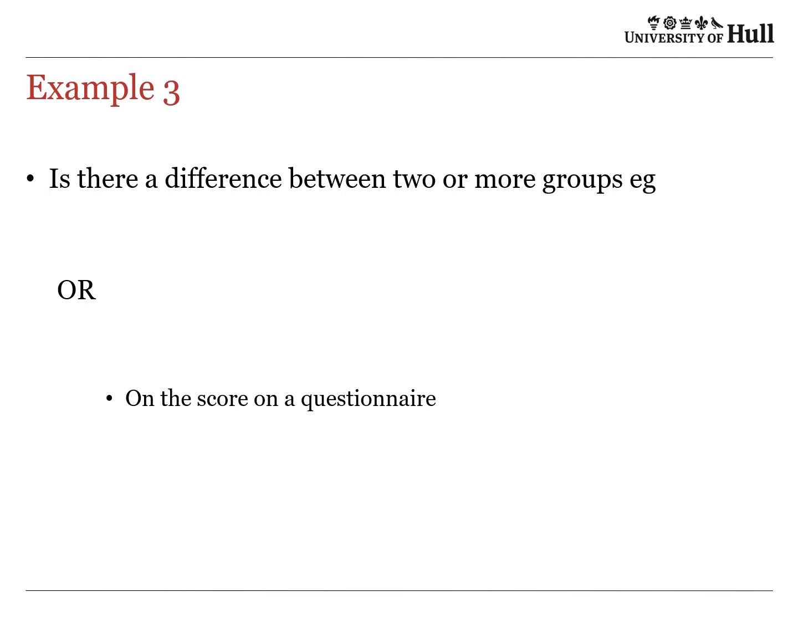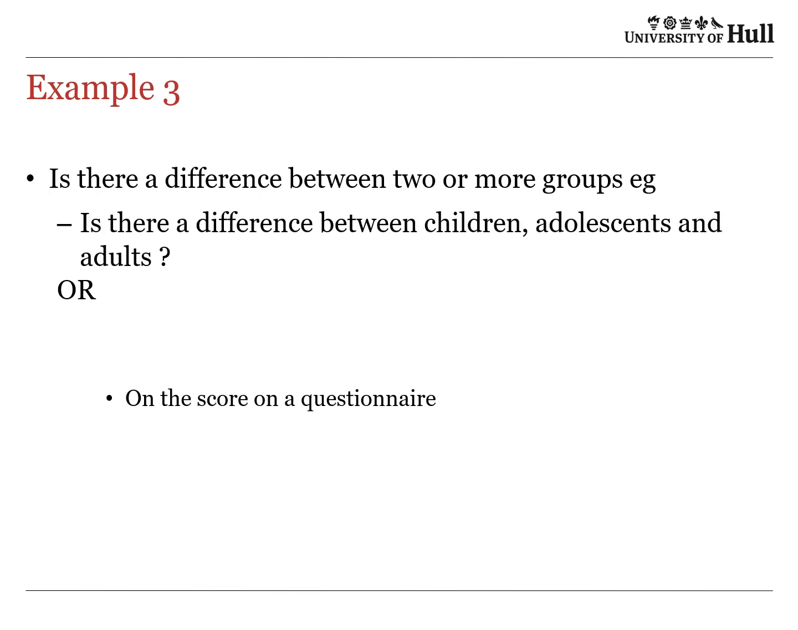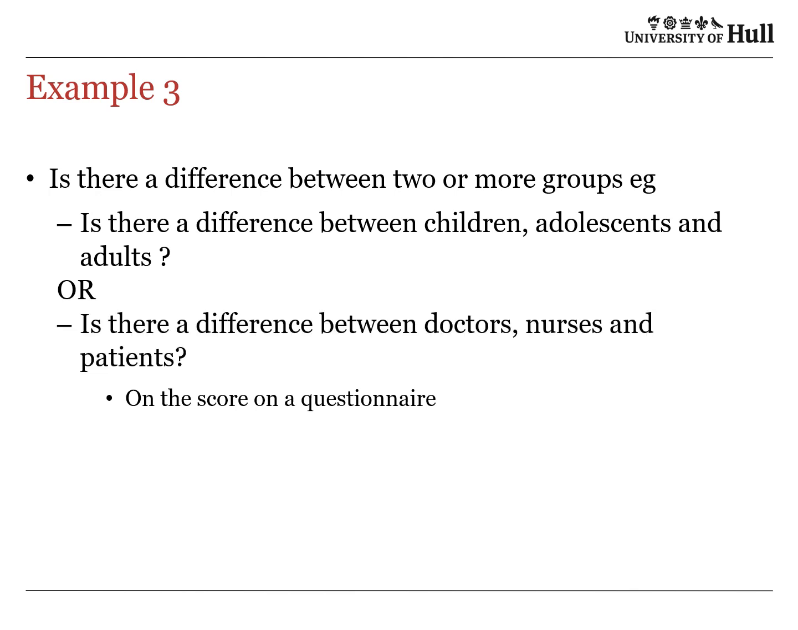Example 3 is, is there a difference between two or more groups? Again, it's on the score on a questionnaire. For example, is there a difference between children, adolescents and adults, or is there a difference between doctors, nurses and patients? Now, you may think that what you need to do here is to do different t-tests, for example, doctors versus nurses, doctors versus patients, and nurses versus patients. However, that isn't the way to do it. What you need to do is test them all together and then test to see where the differences lie.